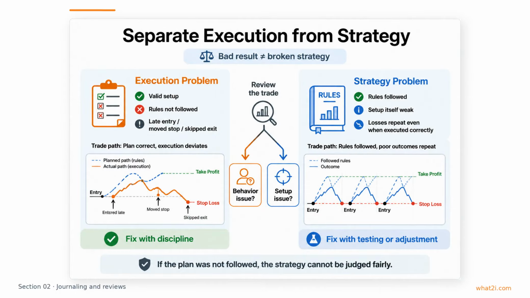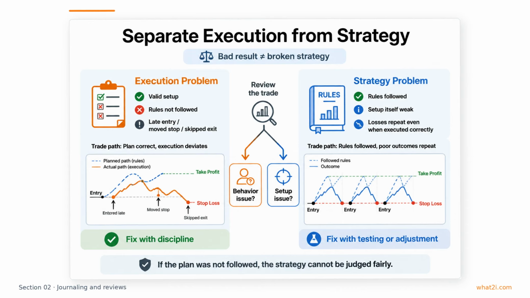One of the most important review skills is separating execution problems from strategy problems. If a trade lost because he entered late, moved the stop, or ignored part of the setup, that is not evidence that the strategy failed. It is evidence that execution failed. A strategy problem looks different. The rules were followed correctly, but the setup itself keeps underperforming across enough trades. That distinction matters because the solution changes. Execution problems are fixed with discipline and routine, while strategy problems are fixed with testing, filtering, or rule adjustment.